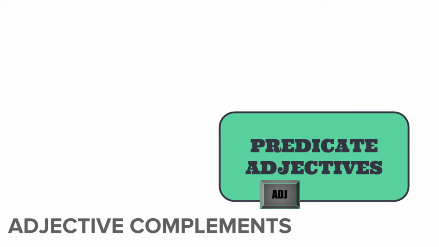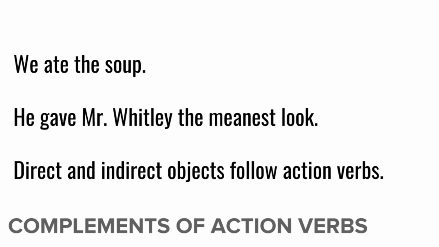The other way I like to think about these four types of complements is what kind of verbs do they work with, or what kind of verbs do they complete the meaning of. Let's start with action verbs. Okay, here's those examples we looked at earlier. We ate the soup. We know that that soup is the direct object. So direct objects work with action verbs. He gave Mr. Whitley the meanest look. We've got a direct object and an indirect object in this sentence, and it follows an action verb. So direct objects and indirect objects work with action verbs.